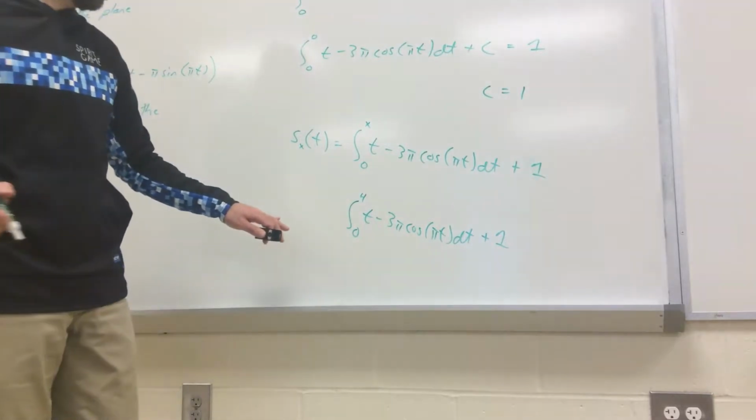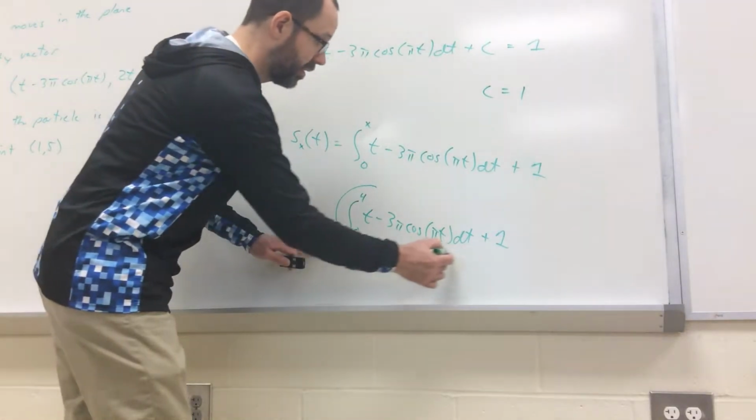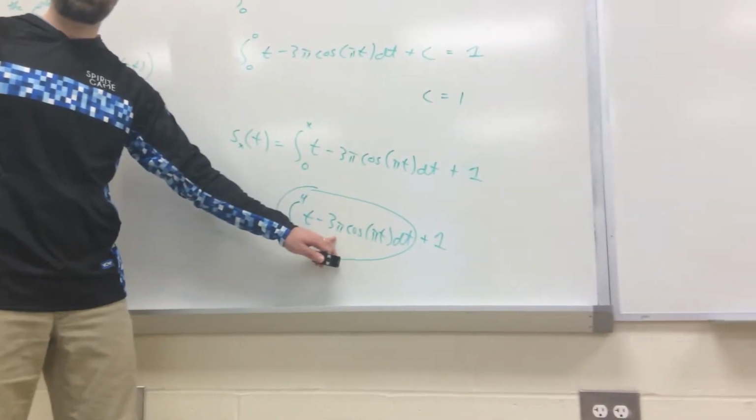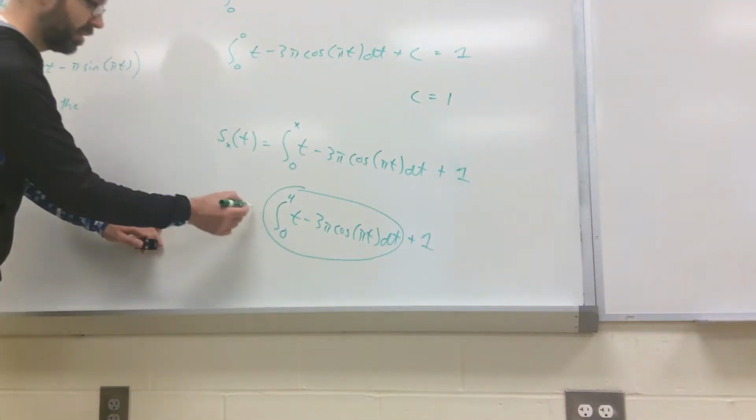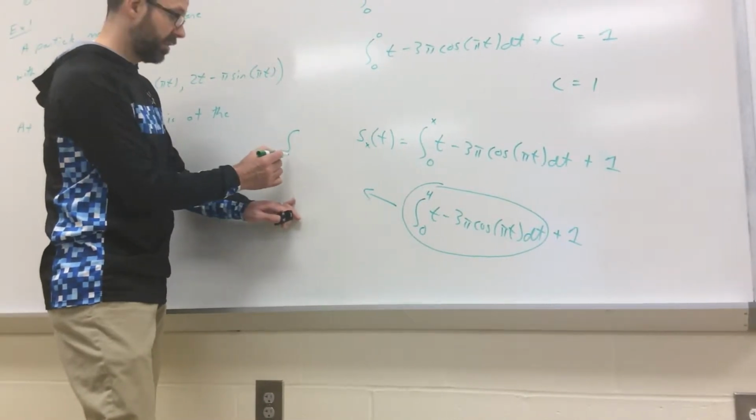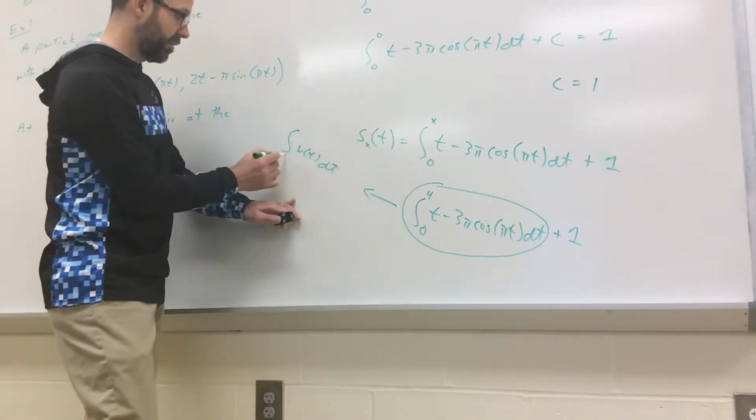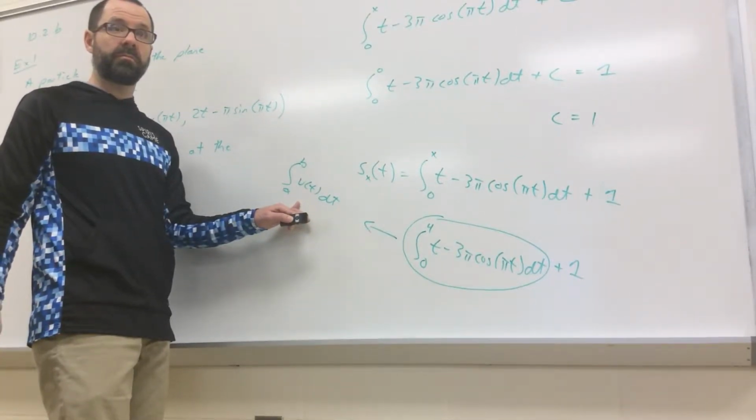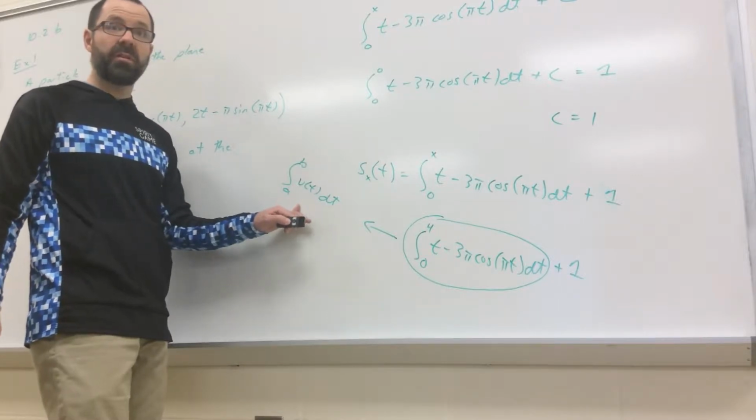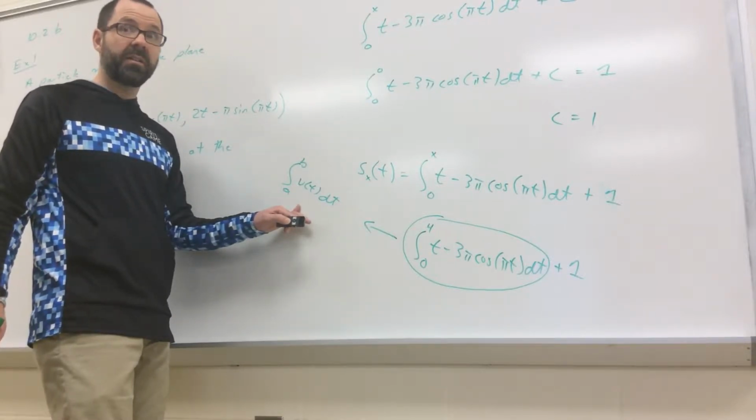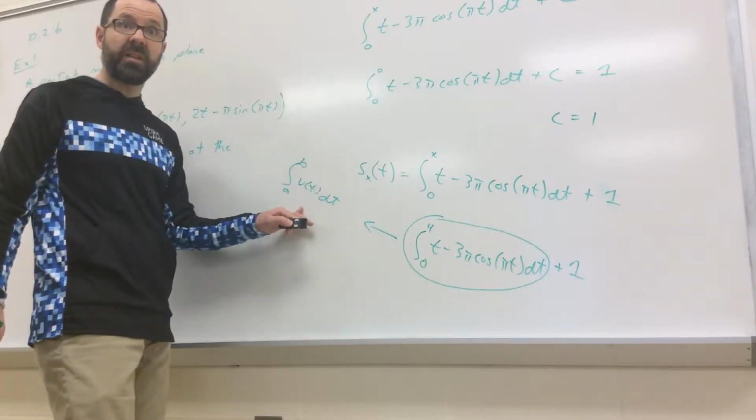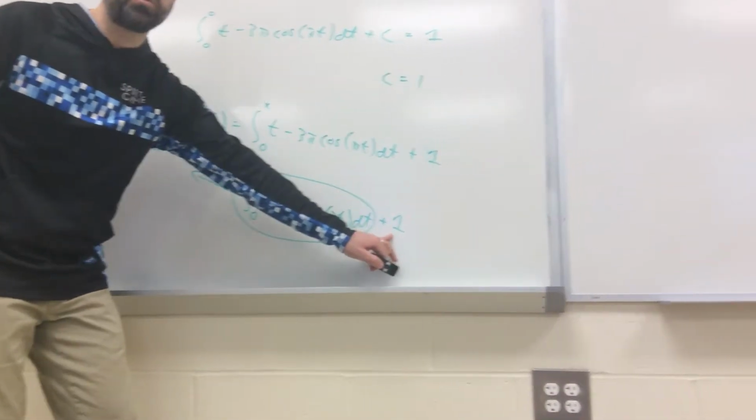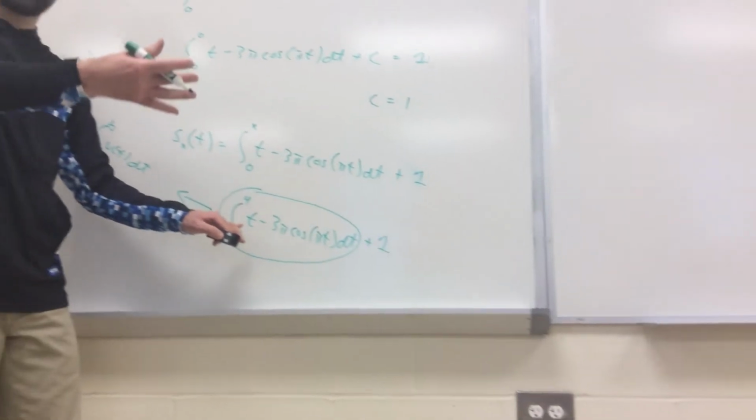Now, before I do that, I want to point out, look at this. This is the integral from 0 to 4 of the velocity, right? What do you get when you integrate velocity from A to B? There's a fancy term for it. Displacement, right? If you integrate velocity, you get displacement. So this is the x displacement plus the original x location. So that's going to give me the final x position.